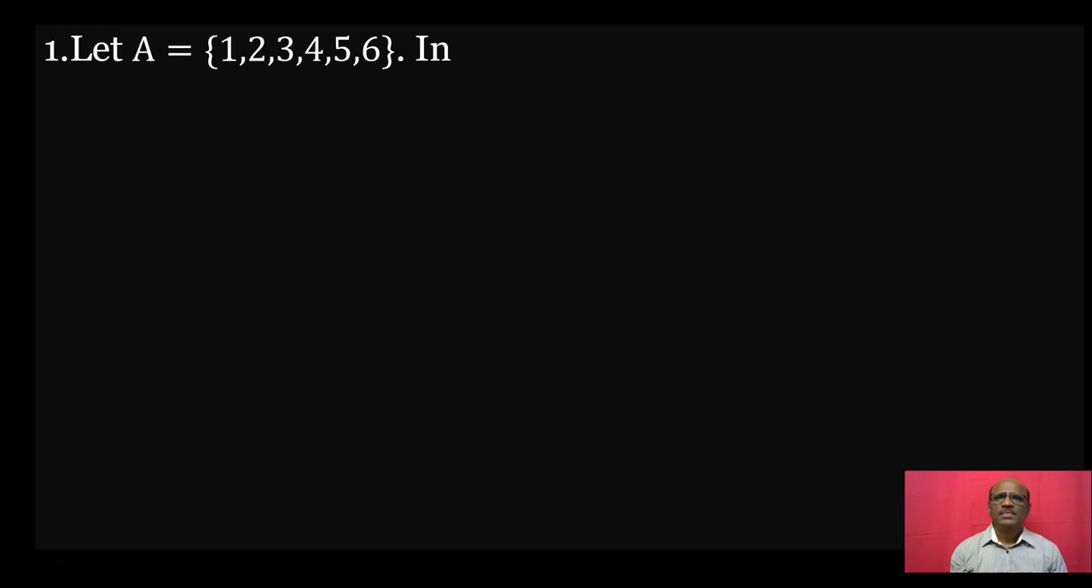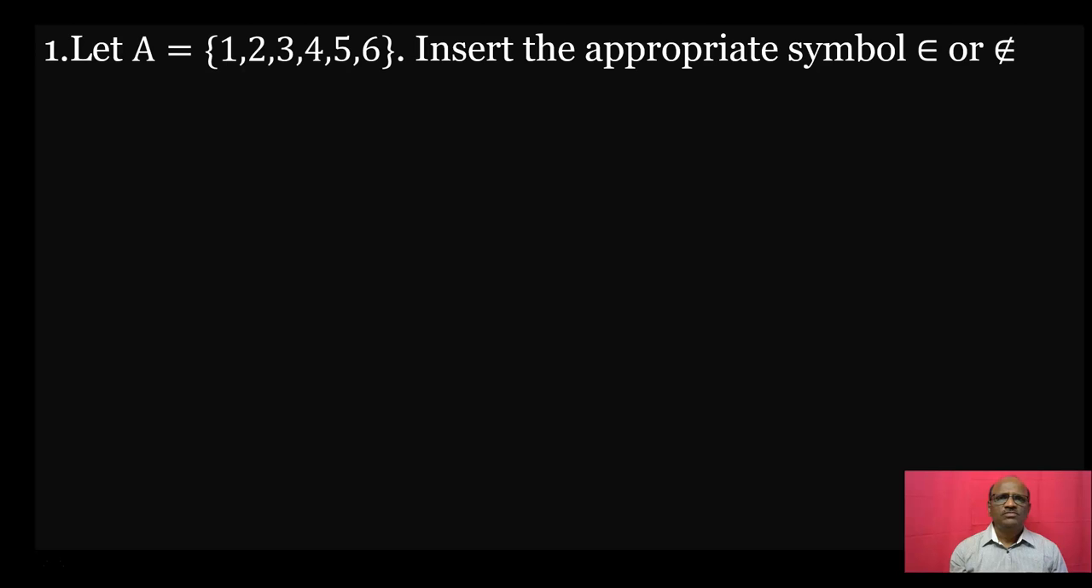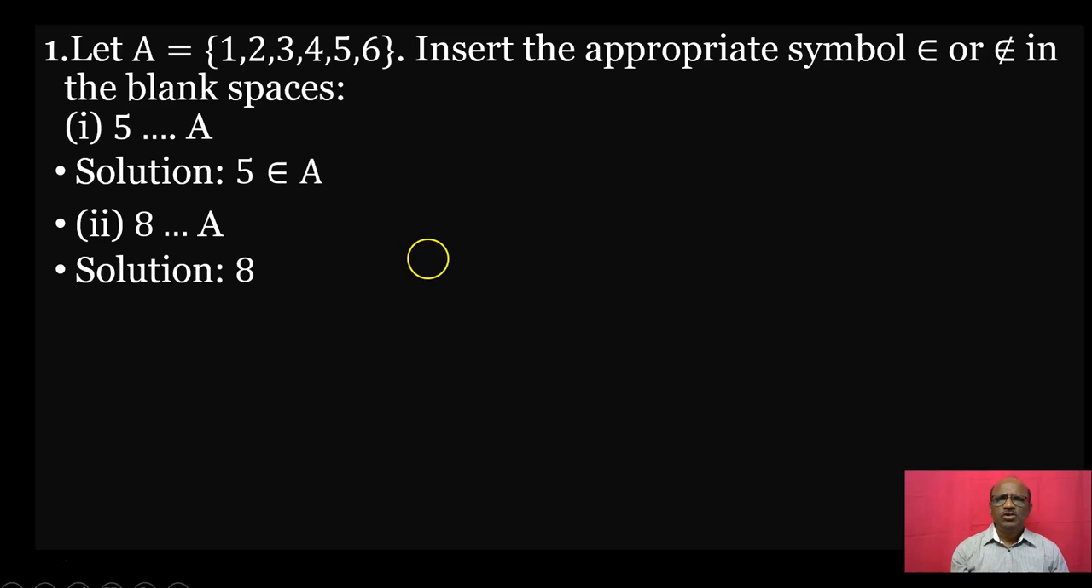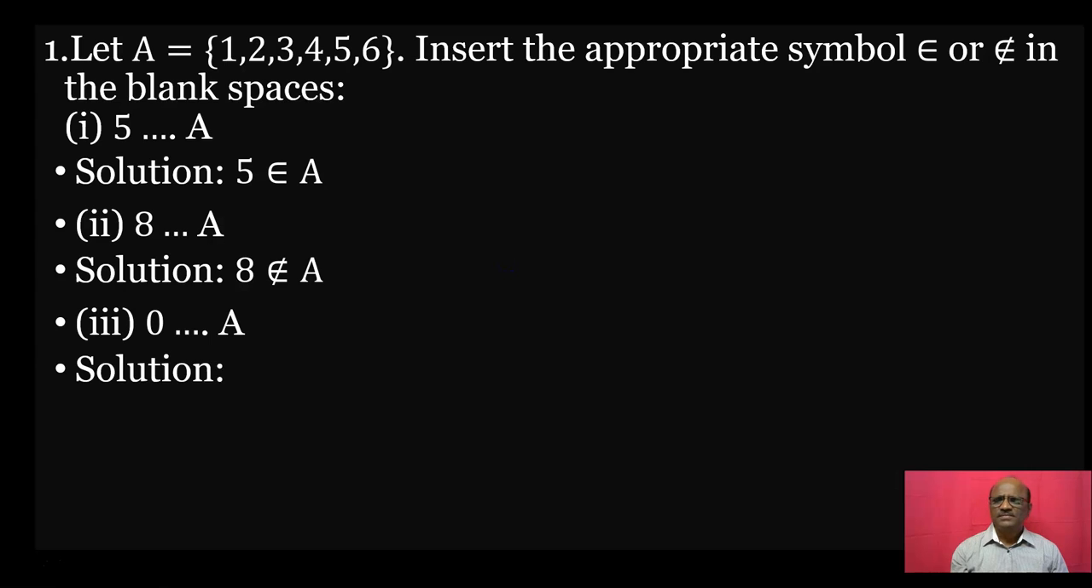Next question. Let A is equal to {1, 2, 3, 4, 5, 6}. Insert the appropriate symbol, belongs to or does not belong to, in the blank spaces. First, what is here? 5. 5 belongs to A. It's clear that A contains the 5. Next, 8 does not belong to A. 0 does not belong to A.